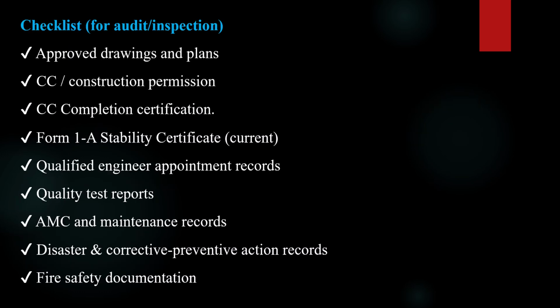Checklist for audit and inspection. Approved drawings and plans, construction permission, completion certificate, Form 1A stability certificate, qualified engineers appointment record, quality test reports, annual maintenance contract and maintenance records, disaster and corrective and preventive actions records, fire safety documents. These shall be checked while obtaining the stability certificate.